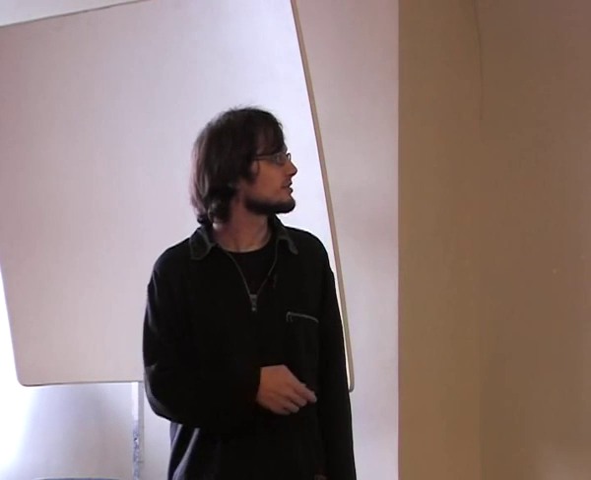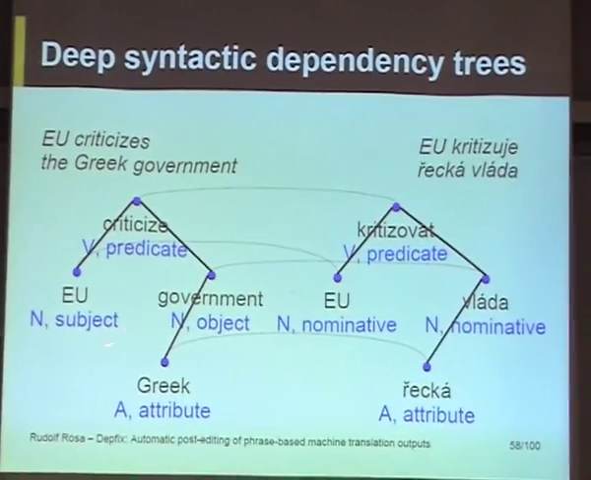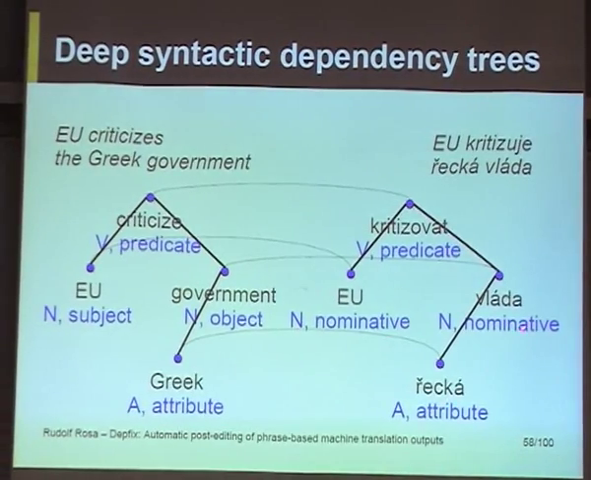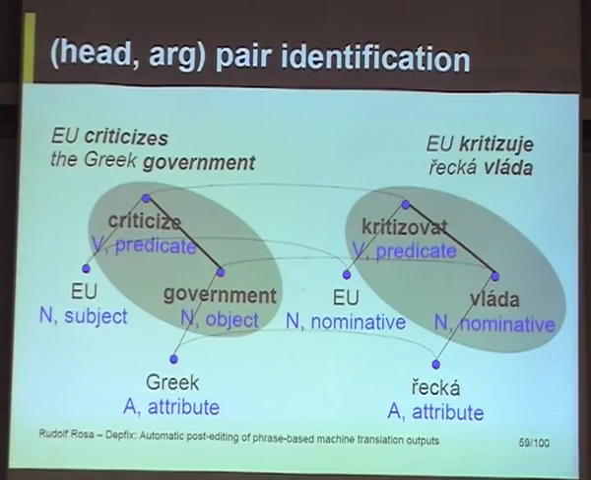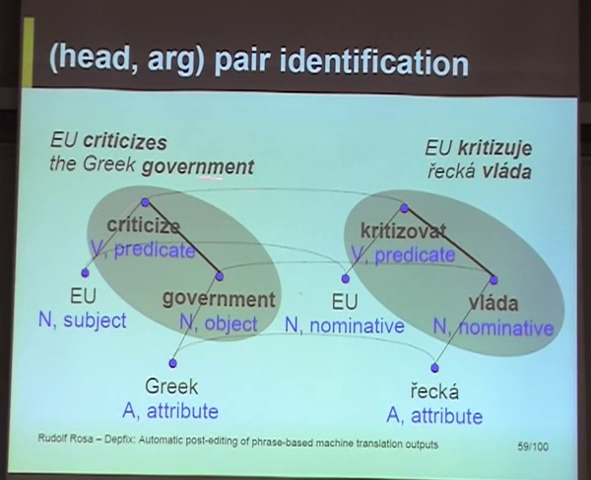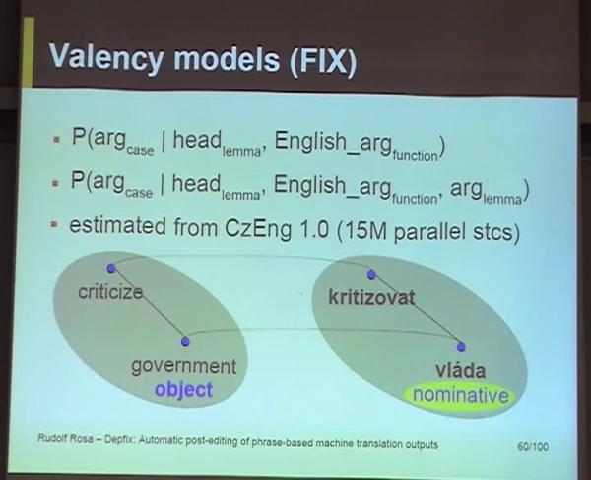So we do it on the t-trees, which are aligned and labeled with something. Actually, they are labeled with morphological information, so we know the parts of speech, we know the subject and object in English, and we know the case in Czech. And it's easy to identify the head-argument pairs, of course.